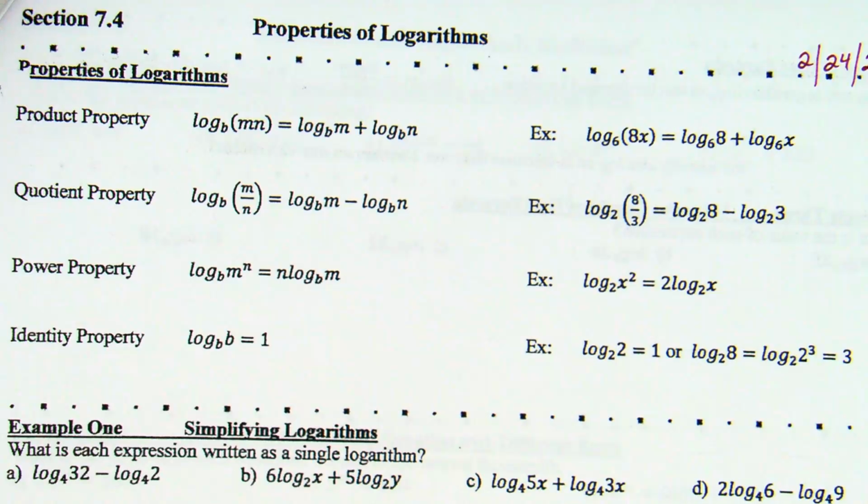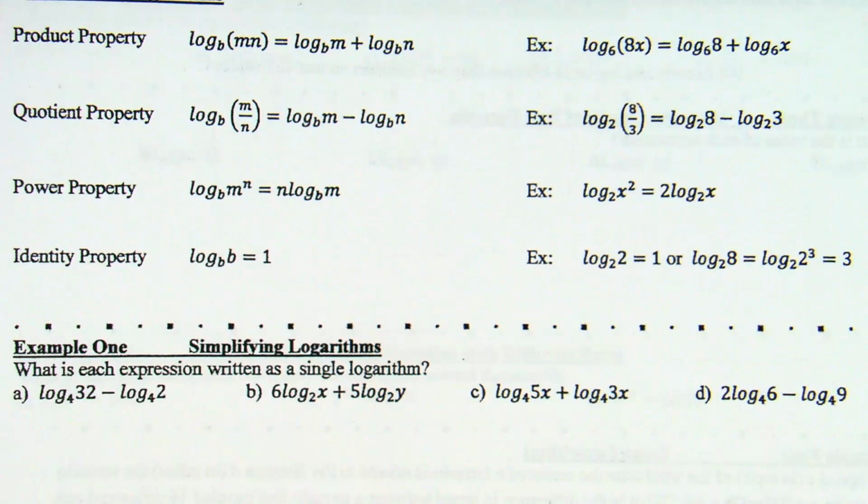My first examples to get us started today are all about simplifying logs. So taking multiple logs and putting them together as one log, as simplified as possible. When they're asking you to simplify, write each expression as a single log, use your properties to push them together. So as we look at example A, log base 4 of 32 minus log base 4 of 2. Any thoughts?